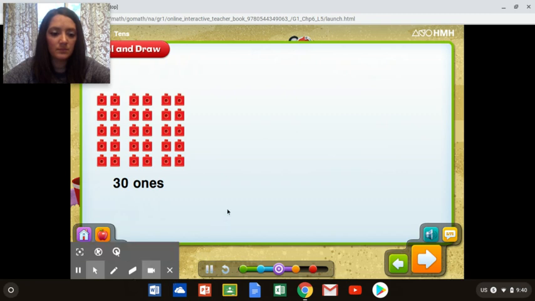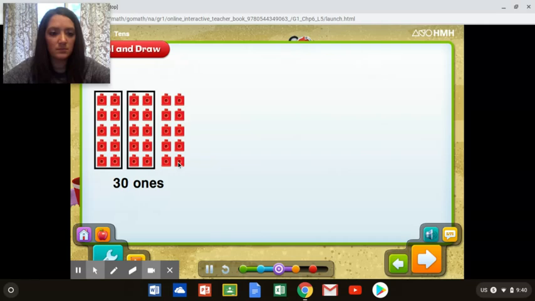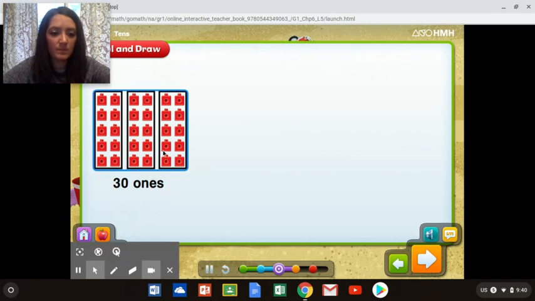Click one group of 10 cubes. So here's a group of 10. 10 ones is the same as one group of 10. Now, let's group the rest of the ones into groups of 10. Click cubes to show another group of 10. Here are 2 groups of 10. Click cubes to show another group of 10. So we have 1, 2, and this is our third group of 10. Here are 3 groups of 10. 30 ones is the same as 3 groups of 10.